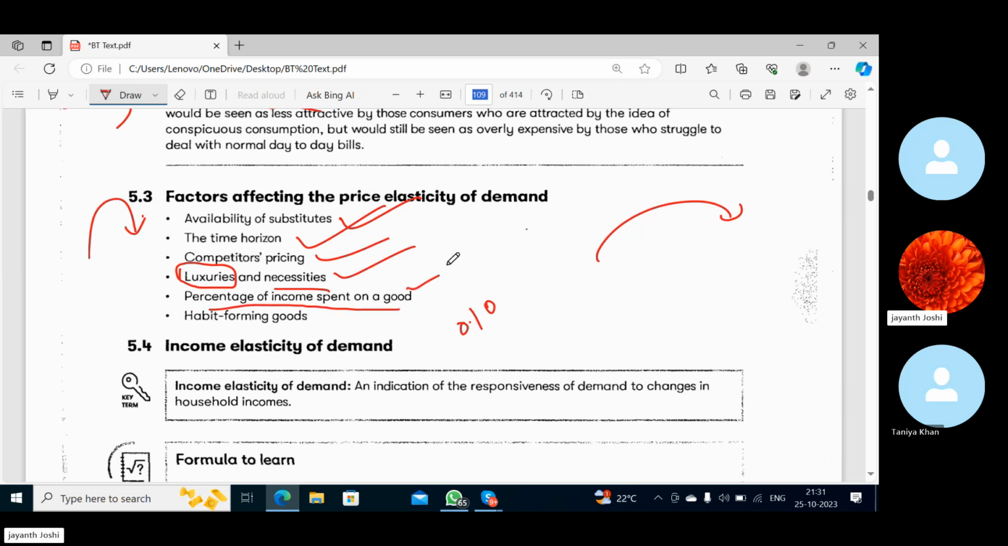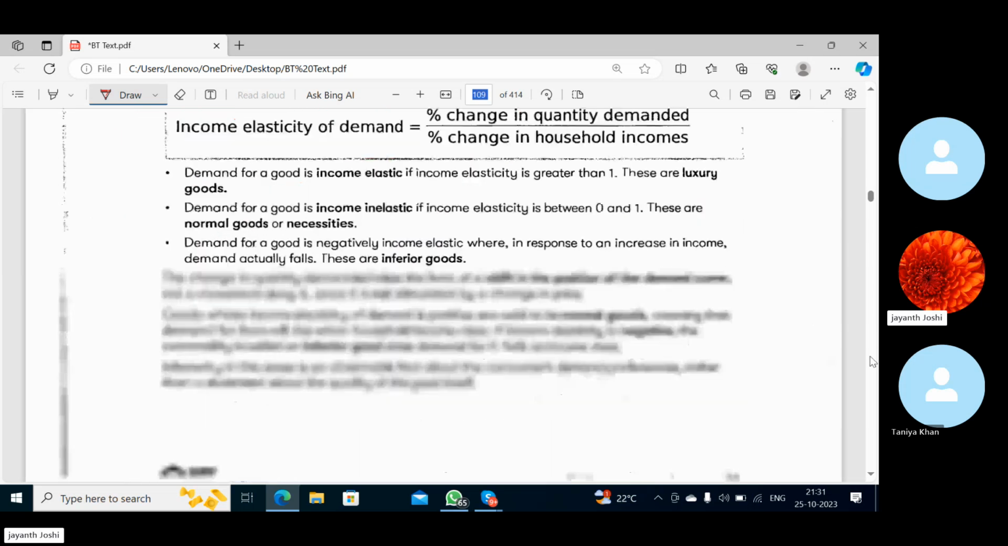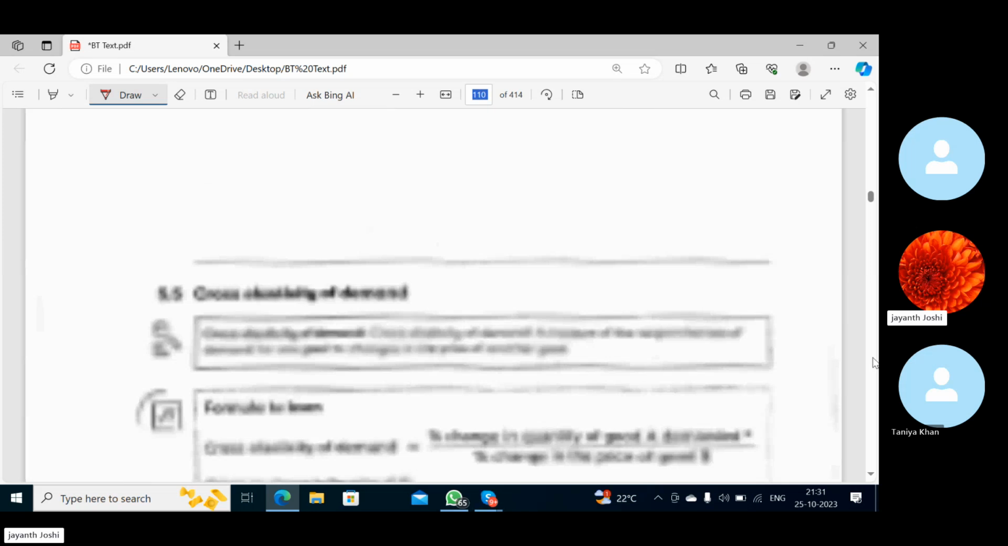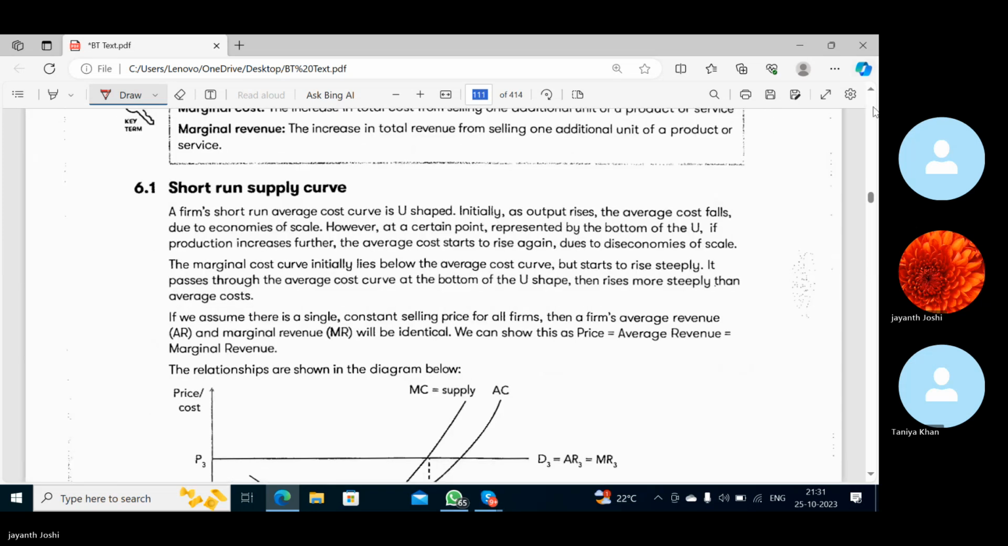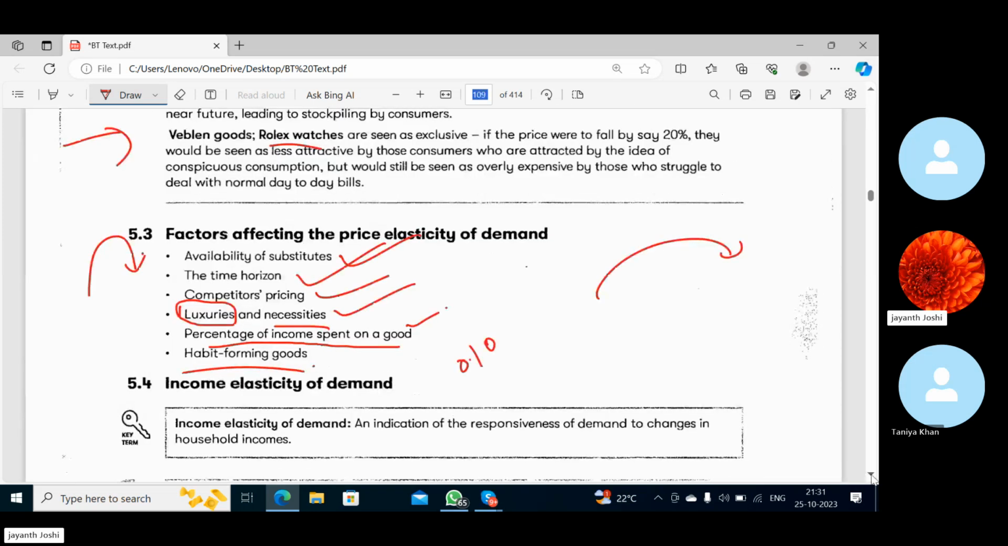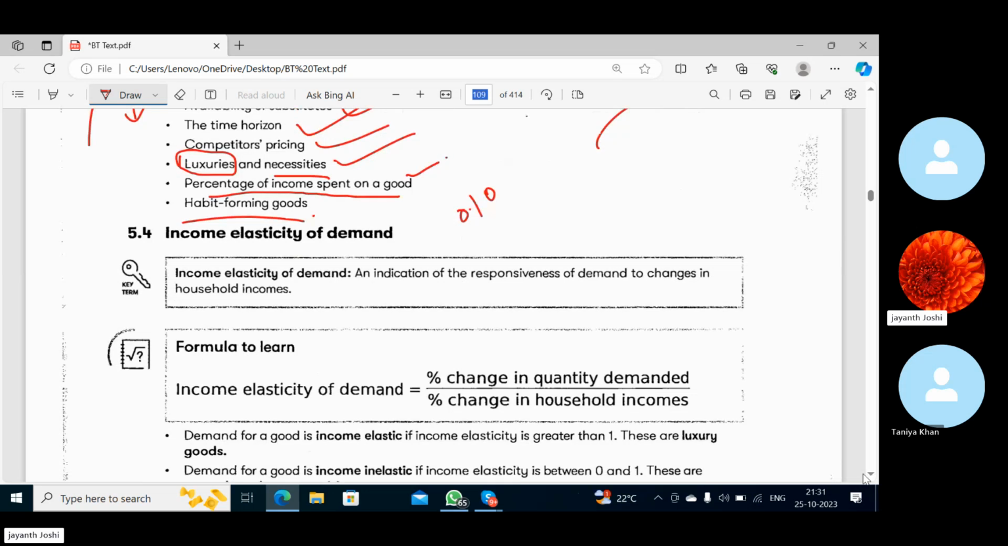Percentage of income spent on the good can decrease or increase. Habit also. If you like something very much, even a very high increase in price may not stop you from buying it. Many people like some food like pizza, and even though the prices are high, they buy. Income elasticity of demand has already been explained to you: how a person's demand would change with changes in income levels. I have already given you the example of the chips packet.